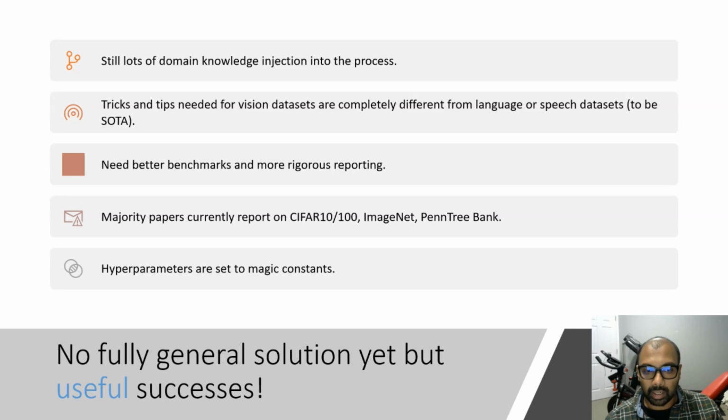And major papers currently are stuck on CIFAR 10, 100, ImageNet, and Penn Treebank. These are the marquee data sets that everybody reports results on. And we need to move beyond these data sets so that we are not overfitting to them as a community. And a thing which is also shrugged under the carpet are hyperparameters. It is assumed that there are some magic constant hyperparameter numbers which are going to be used to train a network once it is sampled by any mechanism. There is no fully general solution yet, but there are lots of useful successes that NAS has achieved.